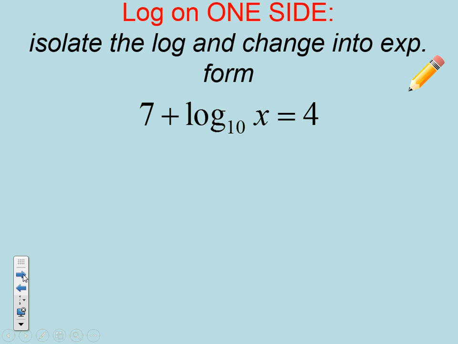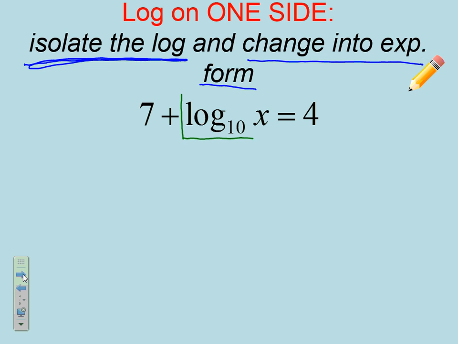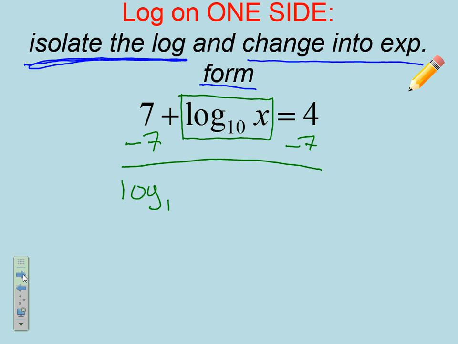All right, moving on. This is what it's going to look like if we have a log on just one side. Our goal here, ladies and gentlemen, very, very important: we need to isolate the log, and then we're going to change it into exponential form. First thing we have to do is get our log by itself. All of this right here is our log, so we have to get rid of the 7 out in front. In order to do that, we're going to subtract 7 from both sides. So I'm going to get log base 10 of x equals negative 3.